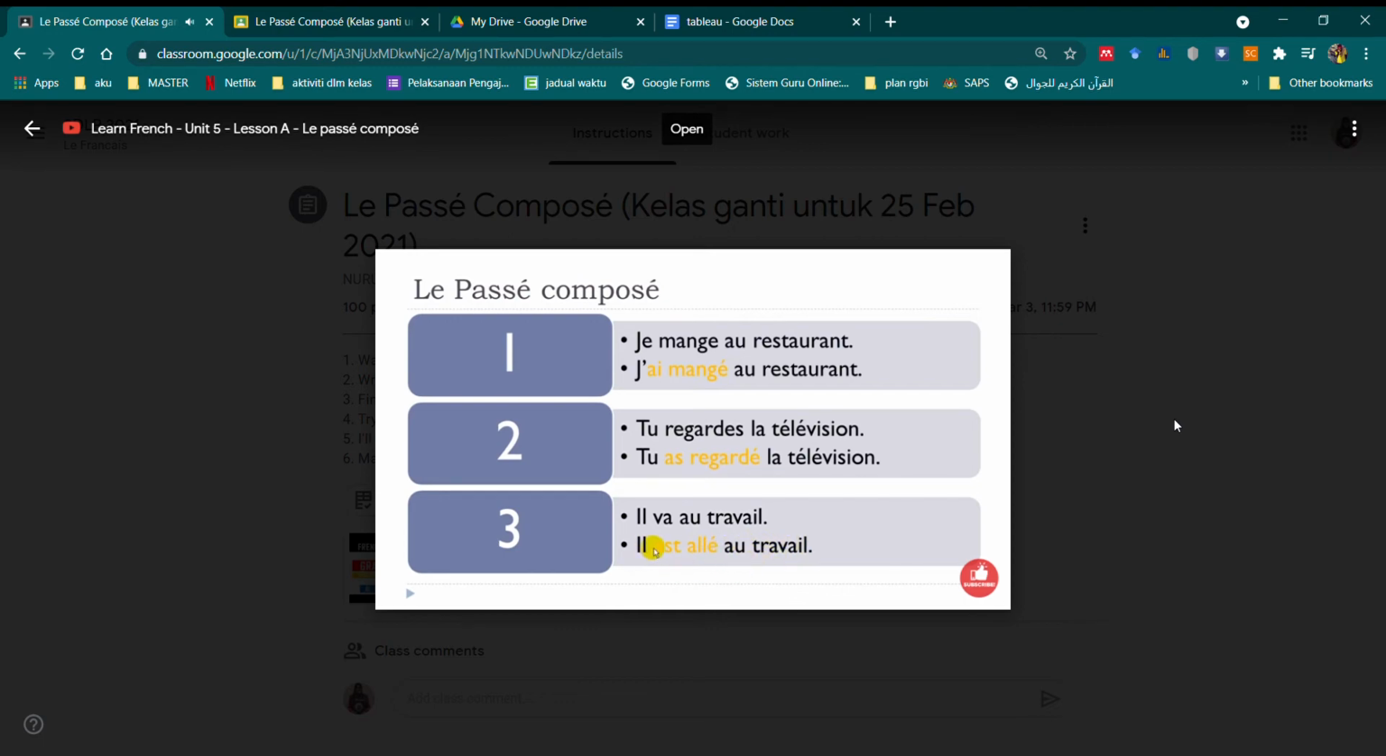Il est allé au travail. Okay, and this will be, well, the first difficulty of the passé composé form. So you should really think about the fact that most of the verbs will be constructed with avoir, and the ones that you will construct with être will be the exceptions. So you will have to remember them.